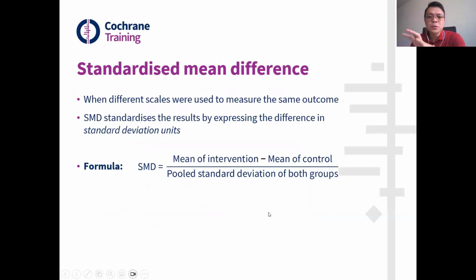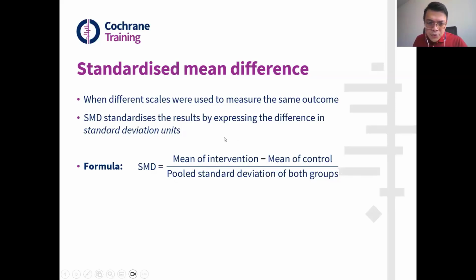And when different scales were used to measure the same outcome, we use the standardized mean difference. Conceptually, here's the formula. It standardizes our difference. If you look at the numerator, that's mean of intervention minus mean of control. That's our mean difference. It standardizes the difference by dividing it by the pooled standard deviation of both groups. We have the formula for the pooled standard deviation in chapter 6 of the Cochrane handbook. And also, if you're using RevMan, if you input the values, it will calculate the standardized mean difference for us.